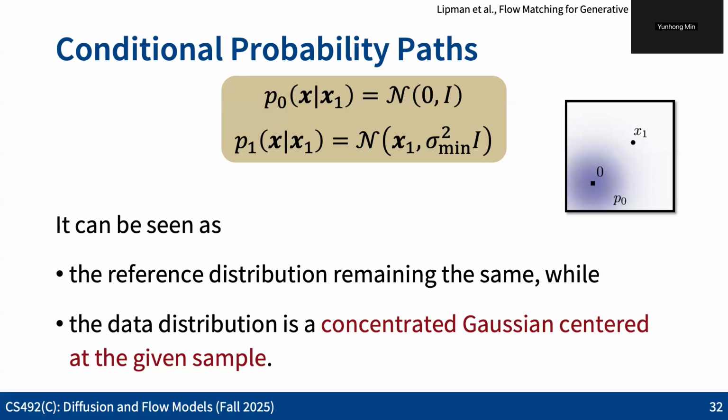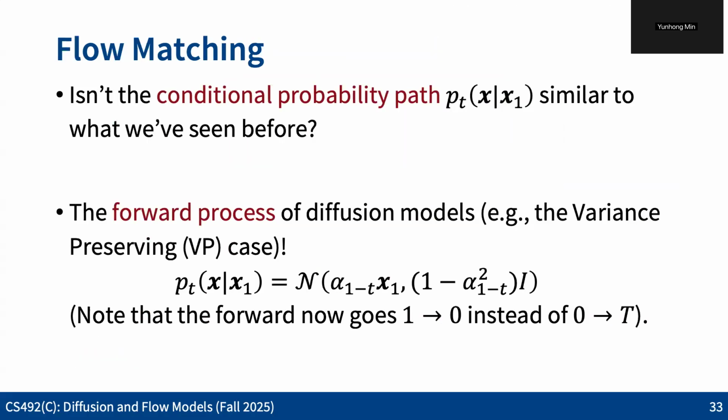And after seeing all these things for the conditional setup, we're going to see how we can compute the marginal probability path and also the marginal vector field based on those conditional things. So that's the basic idea.